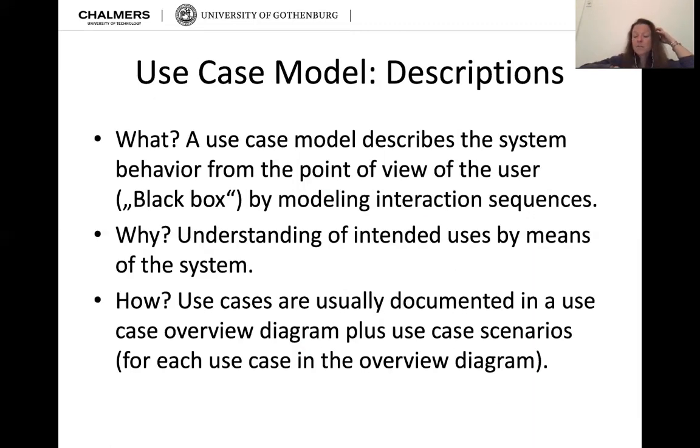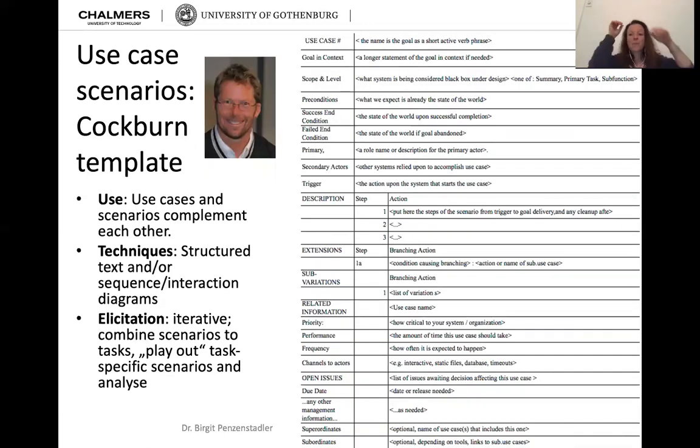What are they? So a use case model, the whole model, describes the system behavior from the point of view of the user, so black box, by modeling interaction sequences. Why do we do all of that? To understand the intended uses of the system. And how do we do it? Use cases are usually documented in a use case overview diagram plus use case scenarios. So for each use case in that overview diagram, we're going to write down one scenario description.